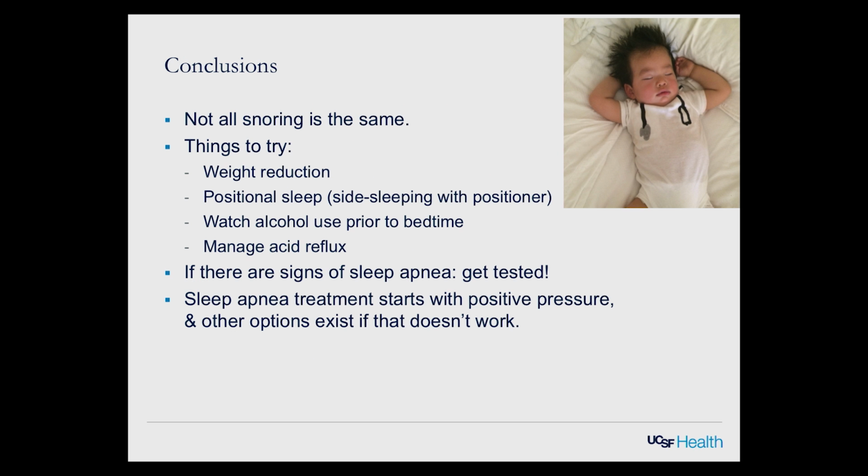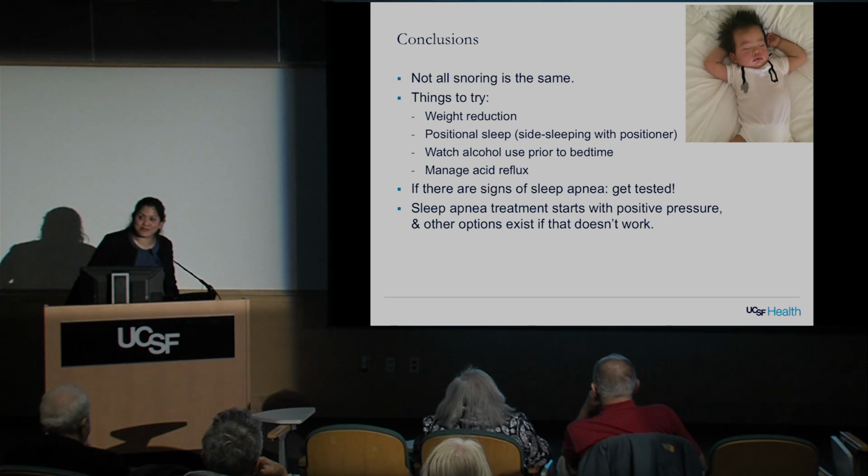So, in conclusion, not all snoring is the same. Things to try for snoring are weight reduction, positional sleep, so things that keep you on your side during the sleep, watching alcohol use, especially right before bedtime, and managing acid reflux. If there are signs and symptoms of sleep apnea, get tested, because that's really our way to know how severe the disease is. Sleep apnea treatment starts with positive pressure, and other options exist if that doesn't work. Thank you.